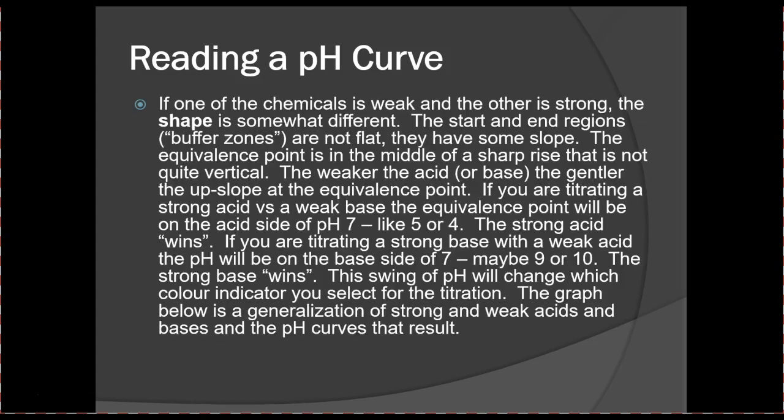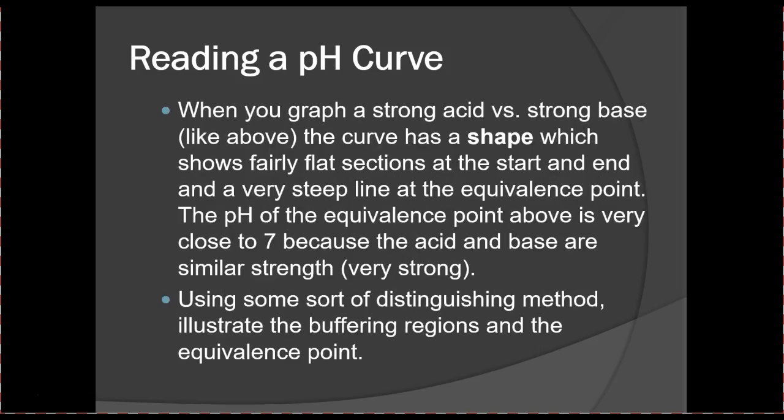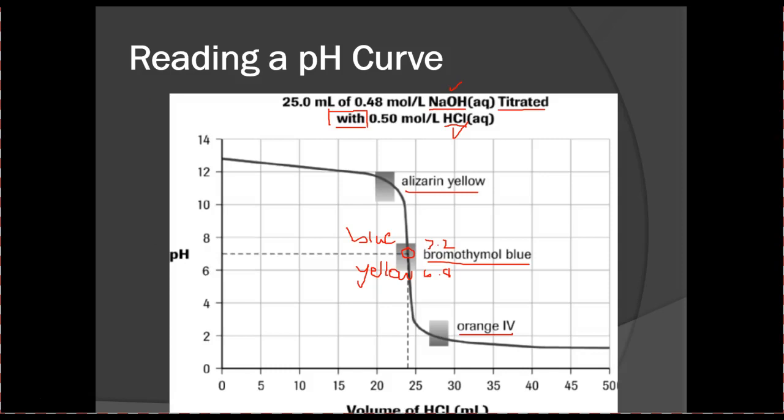So what I wanted to, this question here says, using some sort of distinguishing method, illustrate the buffering regions and the equivalence point. And I think we've already done that, but if you want to, you can. Let's see if I can change my color here. So this here would be our buffering region, and really we only have one buffering region on this graph.